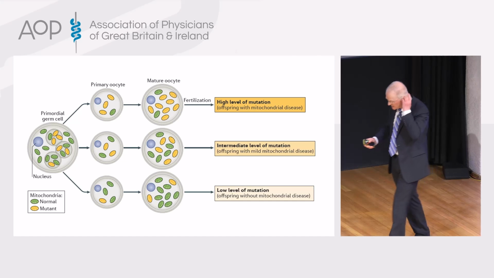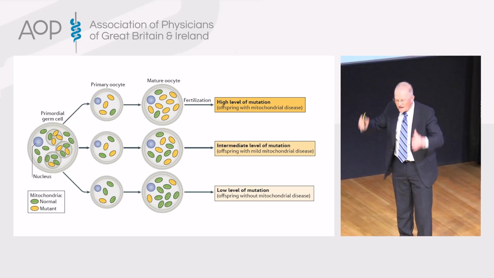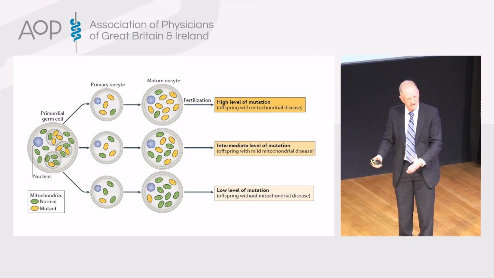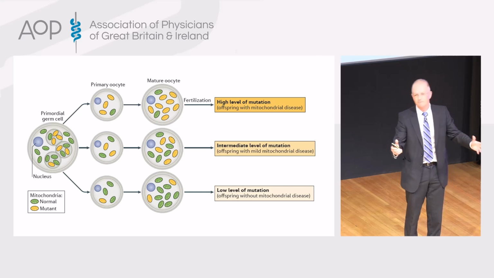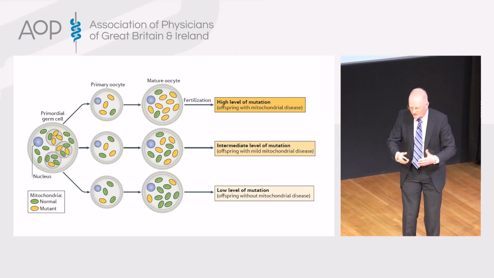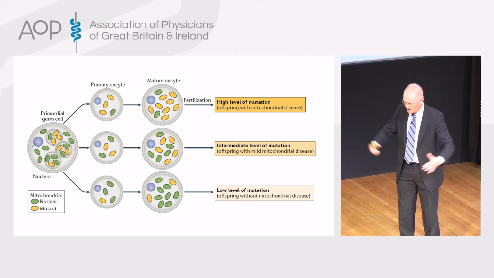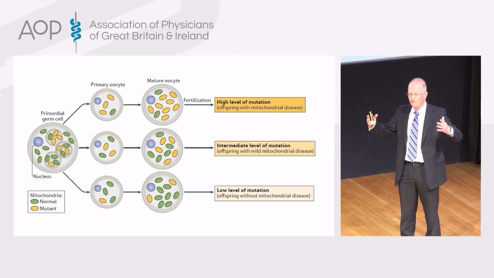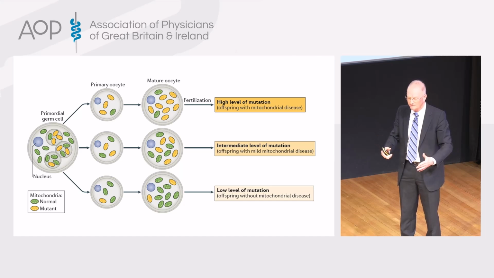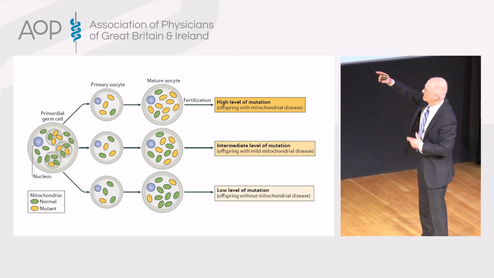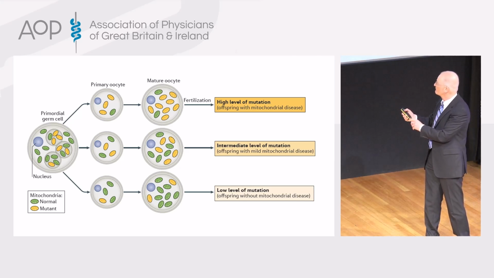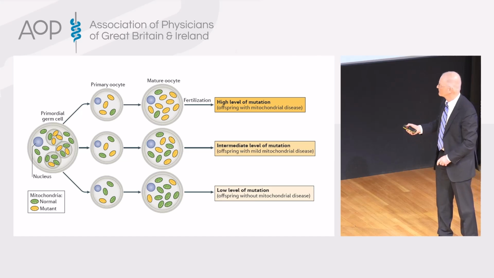It's further complicated because when eggs are formed during embryogenesis, there is a genetic bottleneck. Because there's such rapid expansion of eggs, the copy number of mitochondrial DNA molecules goes right down, and that means that even though you might have 50% in the woman, you can have some eggs which have very high levels and some eggs which have very low levels.